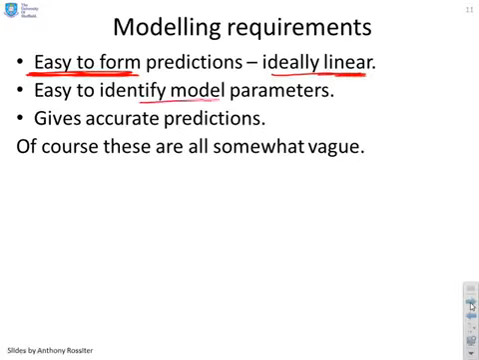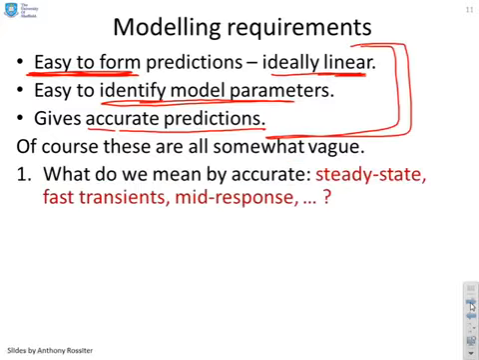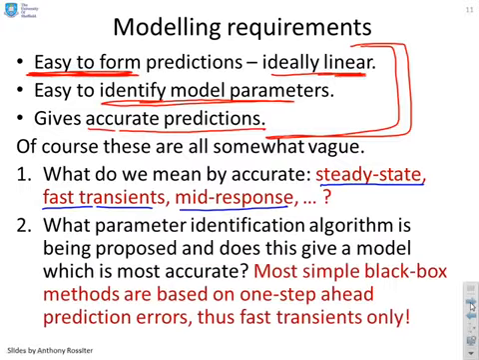We want the model parameters to be easy to identify. There's no point saying, I've got this easy model form, but it's really complicated to identify the parameters, because then the model's not much use to me. And we also want the model to give us accurate predictions. But you'll notice these three statements are still somewhat vague. So can I be a bit more precise? What do we mean by accurate? Do we mean it gives good steady state predictions, or good transient predictions, or good mid-response predictions? What exactly do I mean?